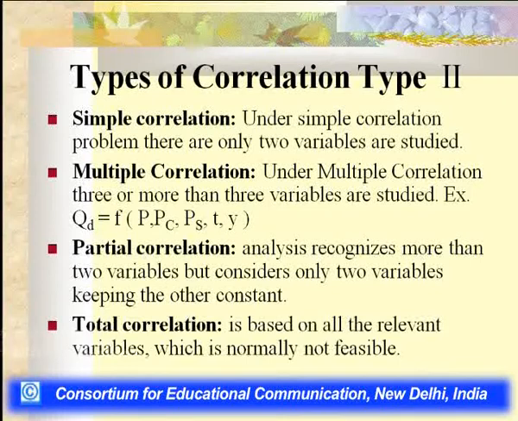First we will explain what a simple correlation is. Under simple correlation, the problem is of only two variables under study. That is, we take into consideration only two aspects, only two variables. Whereas if you see the concept of multiple correlation, there are more than two or more than three variables under study. For example, quantity demanded is a function of price, price of other commodities, price of substitutes, time and income.